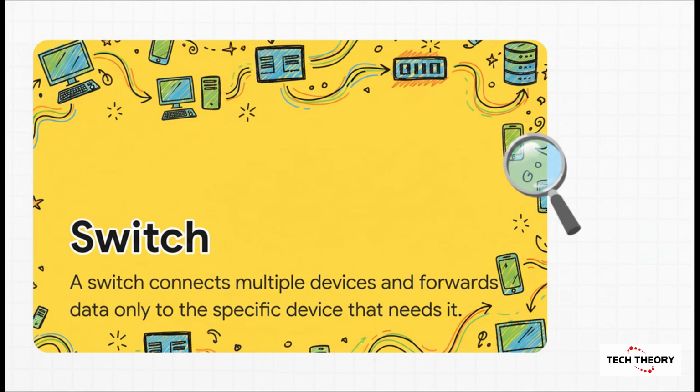So enter the switch. This thing is way more intelligent. Instead of a town crier, think of it like a super efficient mail sorter inside your office building. It actually reads the specific address on each piece of data and delivers it only to the device that's supposed to get it. This makes everything way faster, way more efficient, and a whole lot more secure.